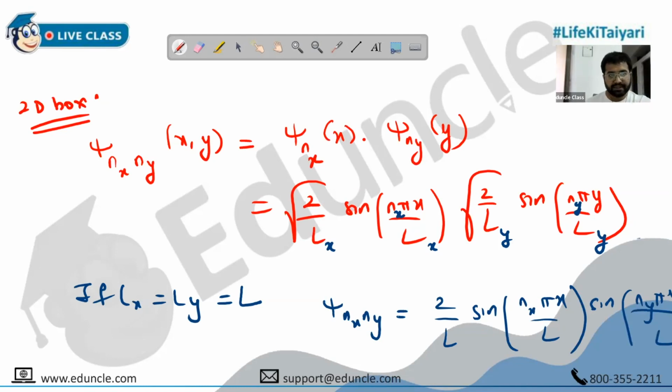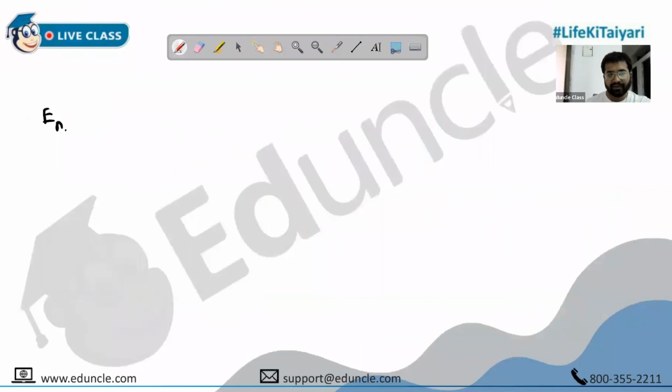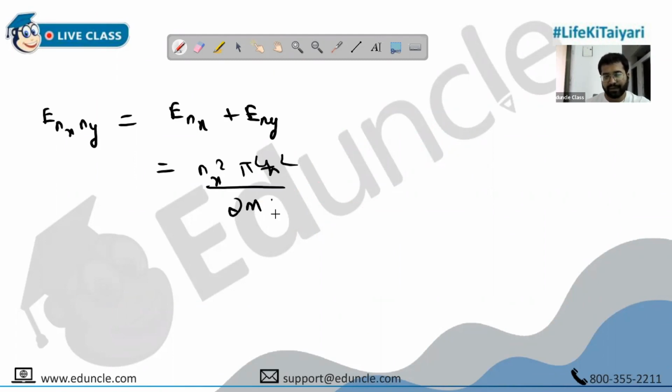Next, let's talk about energy. So energy of nx ny. Energy is a scalar quantity, so it is directly the addition E nx plus E ny. That is nx square pi square h cut square upon 2m Lx square plus ny square pi square h cut square upon 2m Ly square.